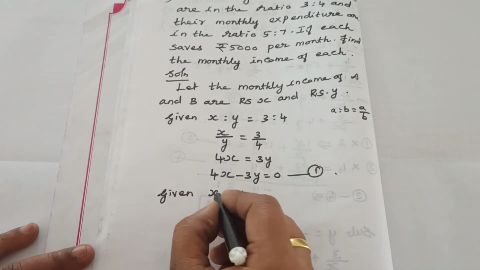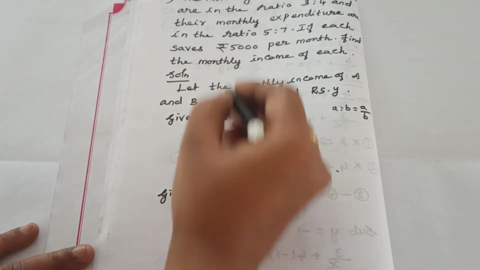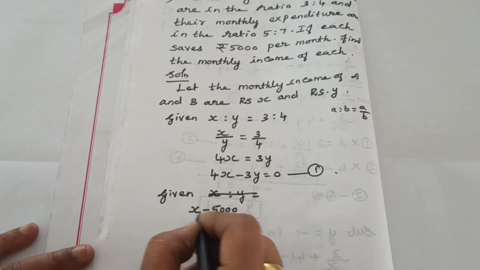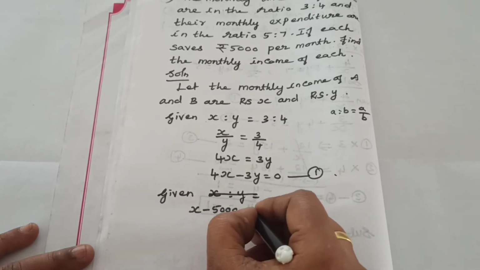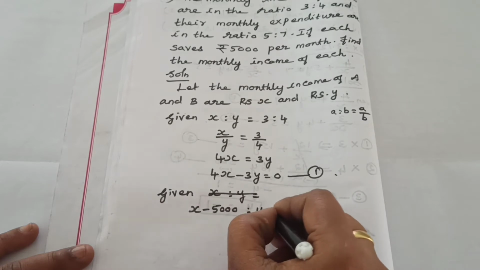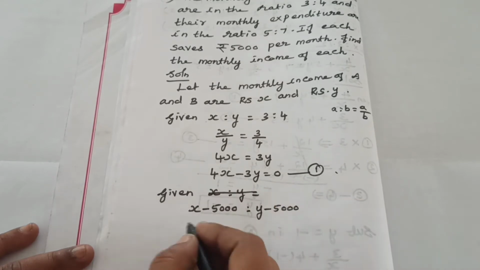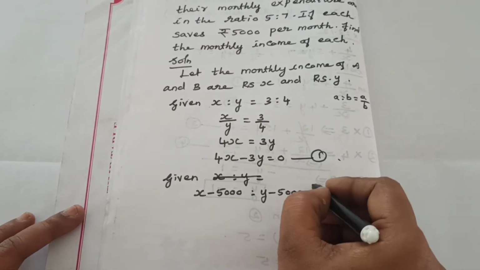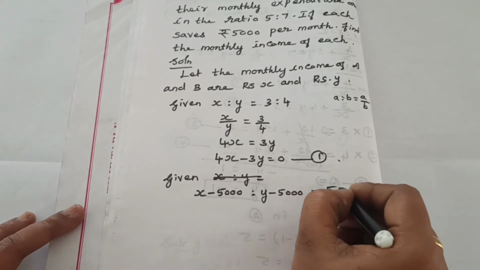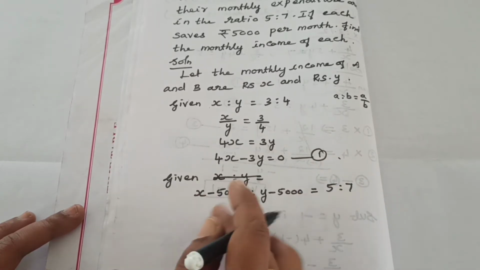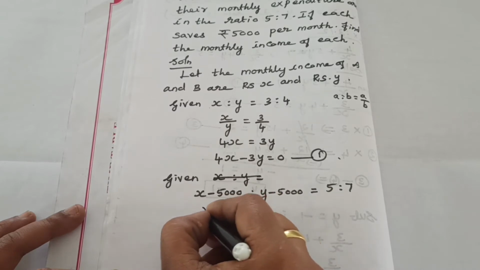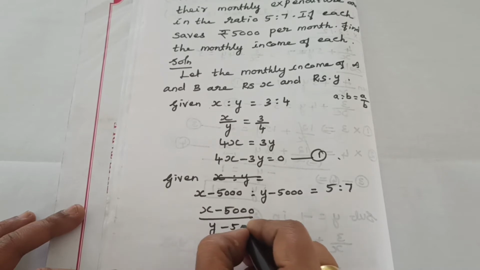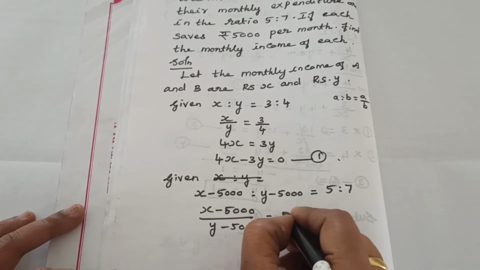So we have to write what? This x minus 5,000 they are saving. Okay, then remaining after saving 5,000 means the remaining is the expenditure. Have you understood? Is to y minus 5,000. Each one saves how many rupees per month? 5,000. Okay, equal to 5:7 is given. Remaining is the expenditure. So we can write x minus 5,000 divided by y minus 5,000, equal to 5 divided by 7.